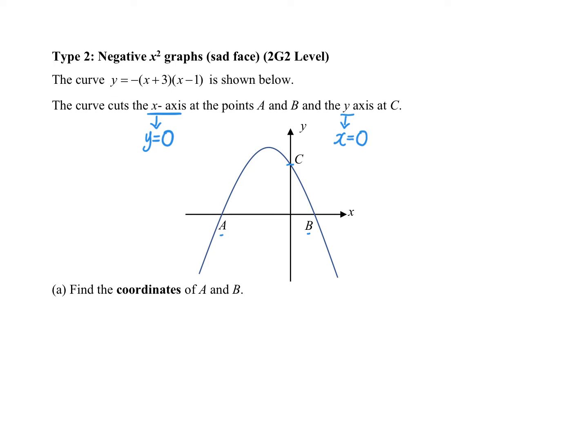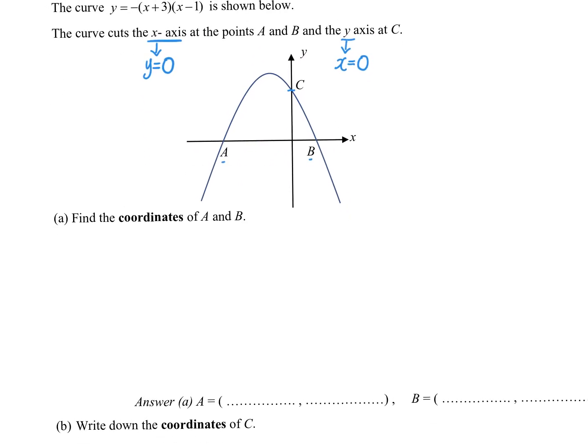Now, the first part of the question says, find the coordinates of A and B. So when we find the coordinates of A and B, it cuts the x-axis. So what do we need to do? Let me move up a little bit.